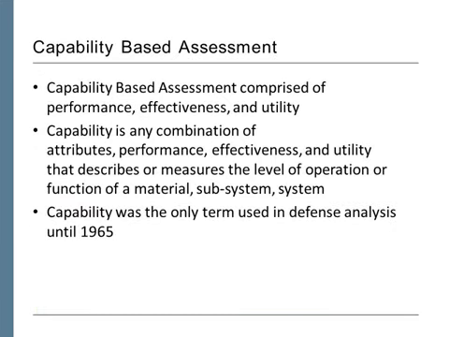The earliest references in military operations research and systems analysis refer to capabilities. A capability is any combination of attributes, performance, and effectiveness or utility that describes a system. It was the only term used until 1965, when the vocabulary started to become muddled.